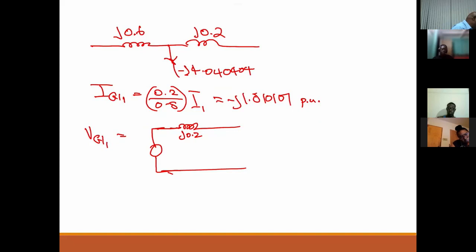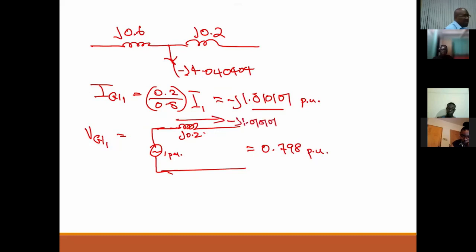So at one per unit, we therefore have that current through that. So we have one minus I1 Z1, and that gives me 0.798 per unit. Remember the current that is flowing, it's flowing out. It's minus J1.010101. All right. So we find that per unit voltage. Whoa. All right. And we do the same for the negative sequence. Any questions on what I just did?